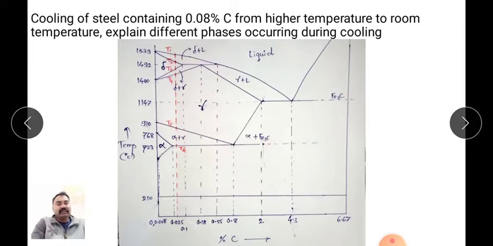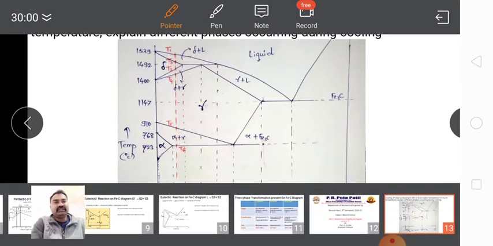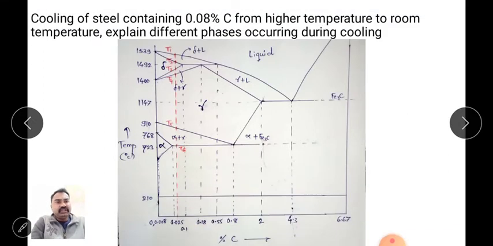And here there is a certain correction. Here instead of this alpha there is austenite. Is it austenite?